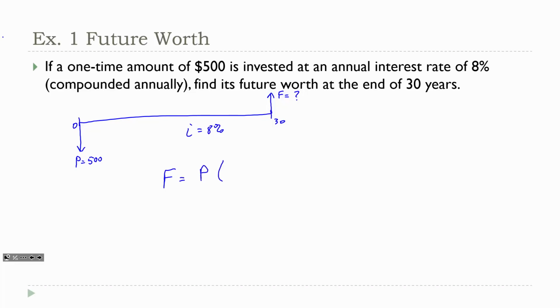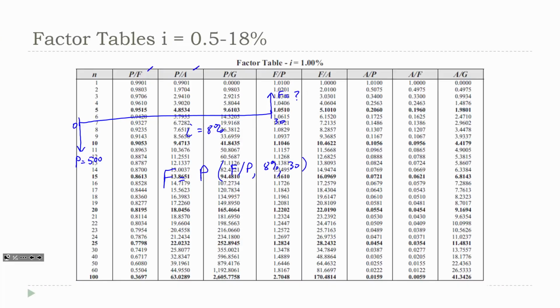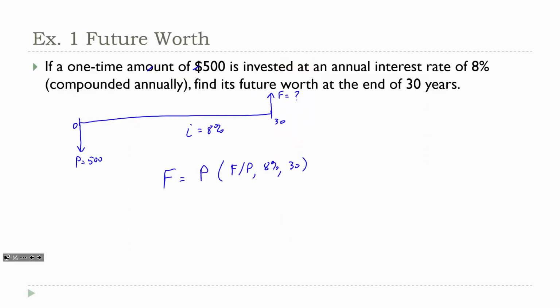If we're going to use the lookup table, we're going to be finding F given P, so that's F/P at 8%, and N is equal to 30. What are the odds that the previous slide is 8%? It is not. So we will then use the equation.